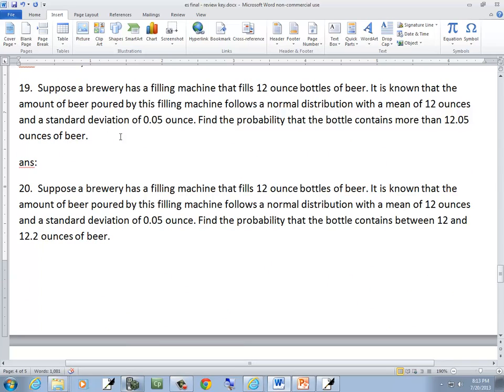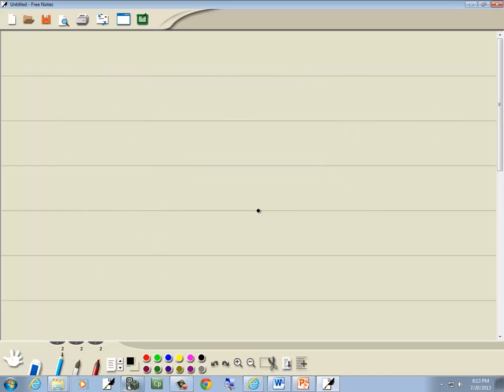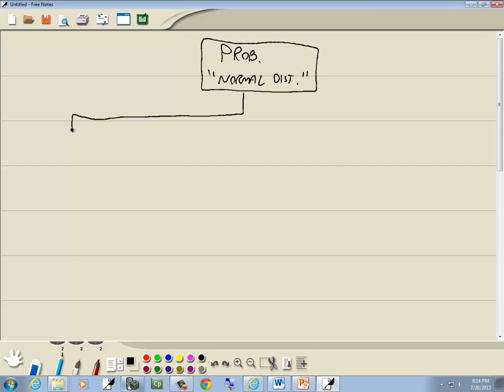Okay, now these next ones. It says, suppose a brewery has a filling machine that fills 12-ounce bottles of beer. It is known that the amount of beer poured by this fill machine follows a normal distribution. So we're getting into the problems that are talking about normal. Okay, so if we deal with probability, where we got our normal distribution. It says normal in some manner. Okay, we're going to have where we're at finding the probability, and we're going to have 1 whatever.